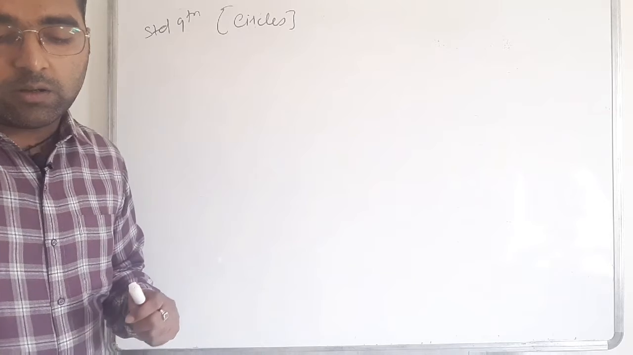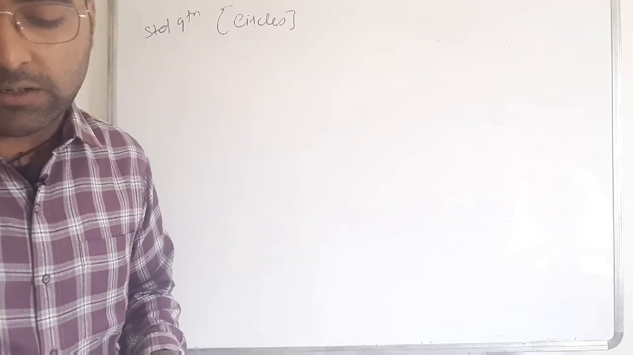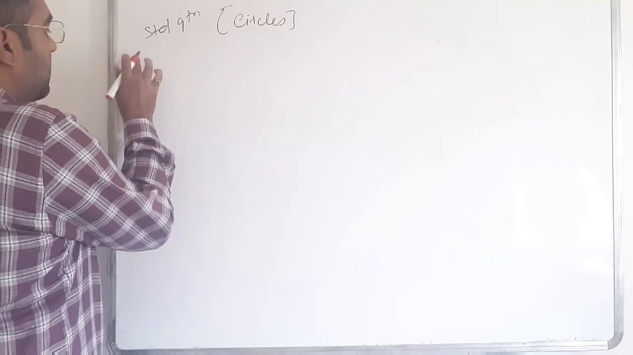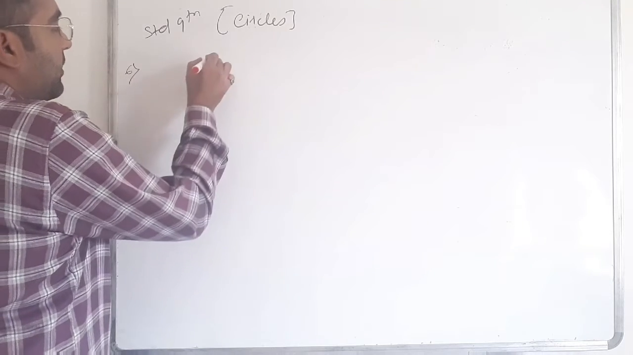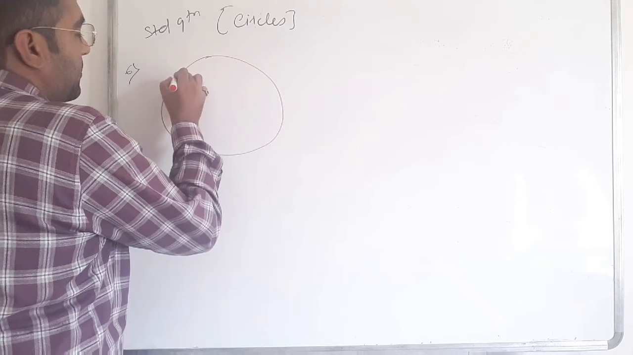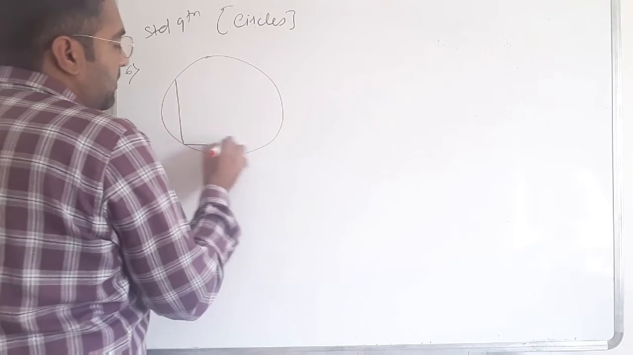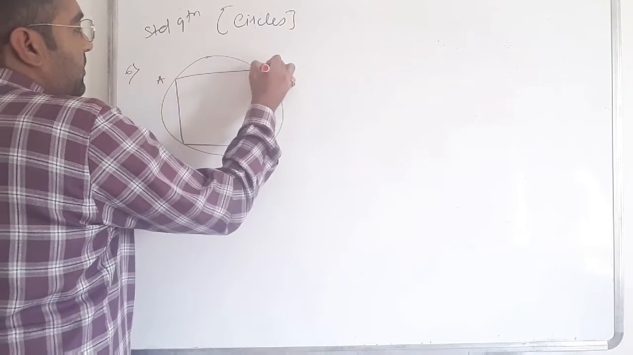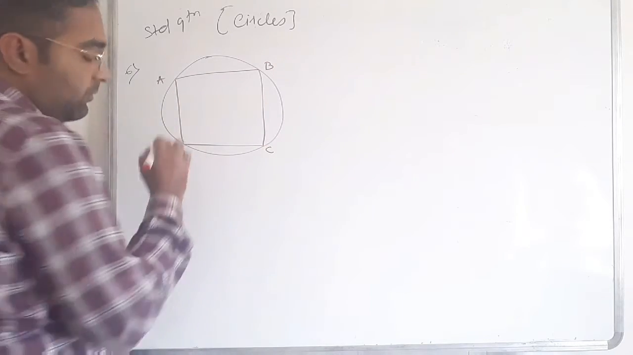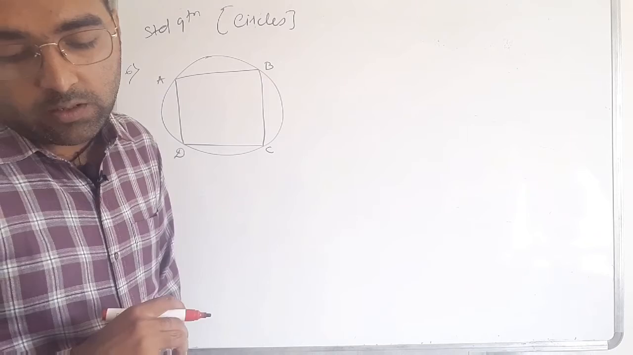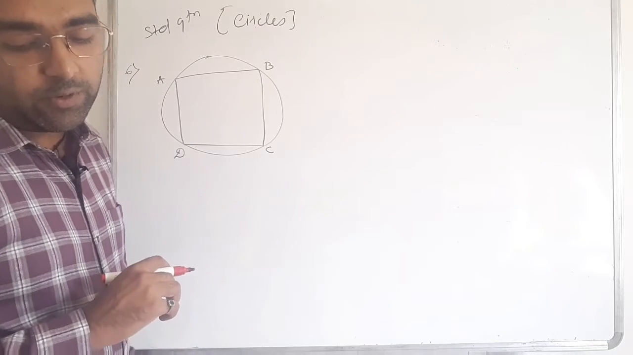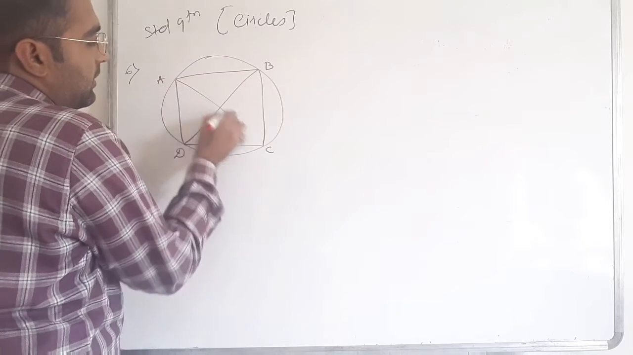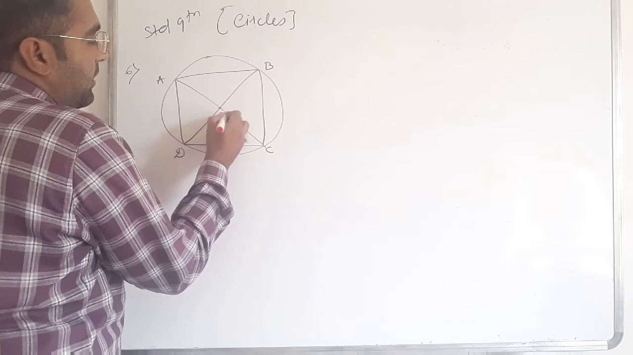ABCD is a cyclic quadrilateral whose diagonals intersect at a point E. First of all, I will draw the cyclic quadrilateral. So a circle, and here my cyclic quadrilateral. The diagonals DB and AC intersect at a point E.